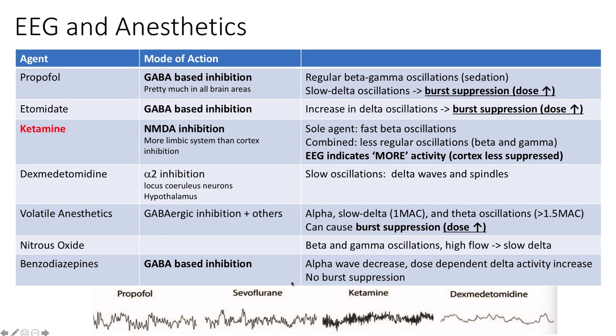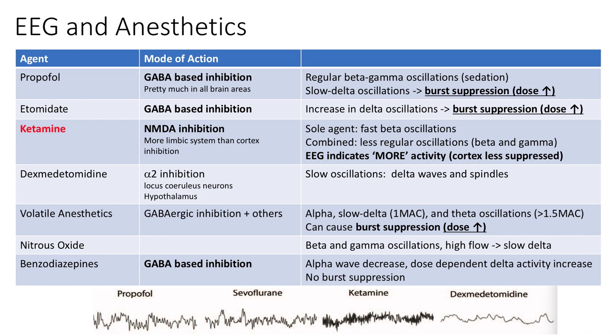So how do anesthesia medications affect EEG monitoring? Propofol is very lipid soluble and works on the GABAergic inhibitory neurons, which are widely distributed throughout the cortex, thalamus, brainstem, and spinal cord. Propofol's effect is present in pretty much all brain areas.